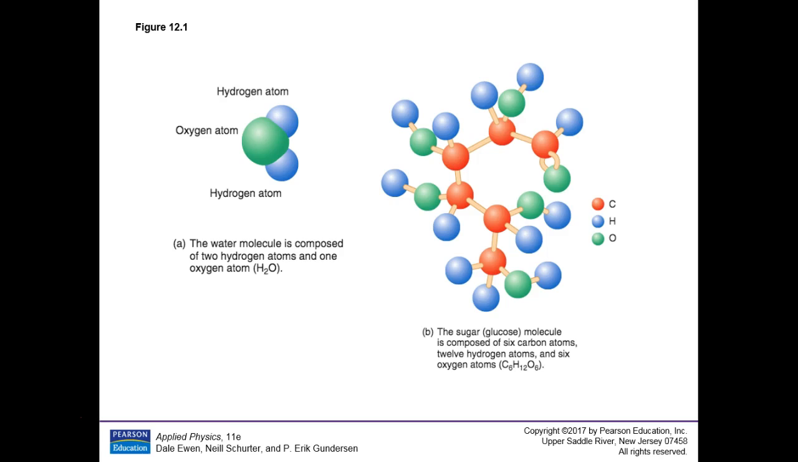There are 1, 2, 3, 4, 5, 6 carbons, 12 hydrogens: 1, 2, 3, 4, 5, 6, 7, 8, 9, 10, 11, 12. 12 hydrogens and 6 oxygens: 1, 2, 3, 4, 5, 6. Okay? So it's C6H12O6. Exactly the same setup that you would find in fructose and sucrose. It's just how these things link together that would be a little bit different.